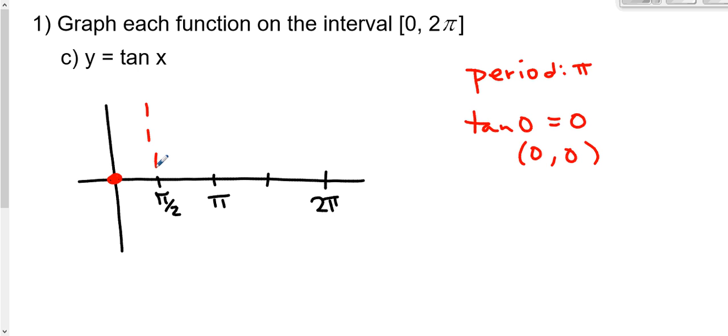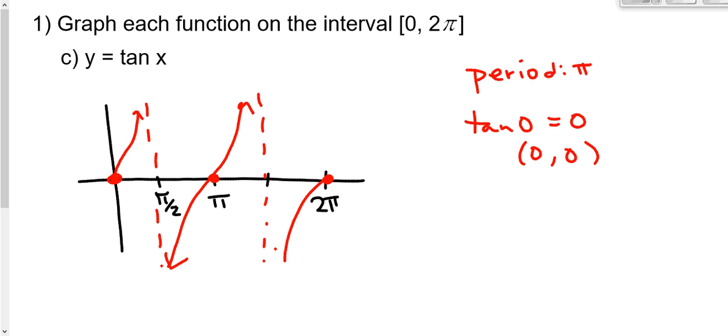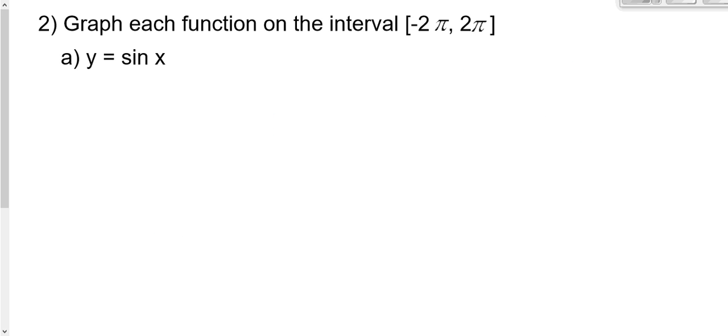Then you're going to have a vertical asymptote at pi over 2, another 0 at pi, another vertical asymptote at 3 pi over 2, another 0 at 2 pi. So those alternate. And then when you're between two asymptotes, you get a curve that looks like this. But if you only have a partial curve to draw, then you can just draw whichever half you have leading up to the end point. Because if it says graph on a particular interval, it means start and stop. Don't go beyond it.